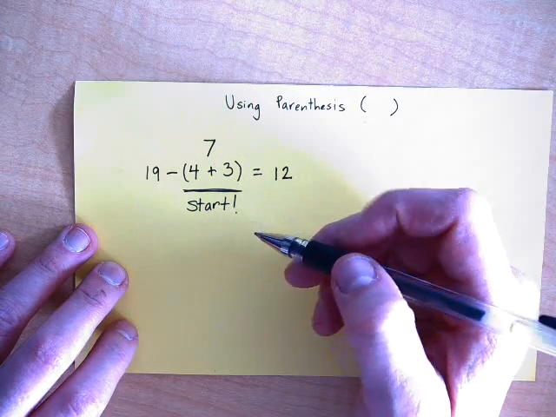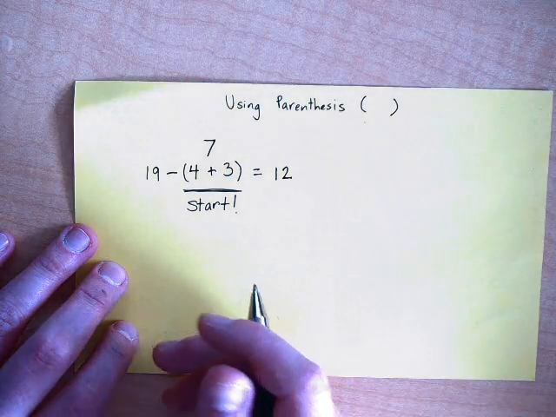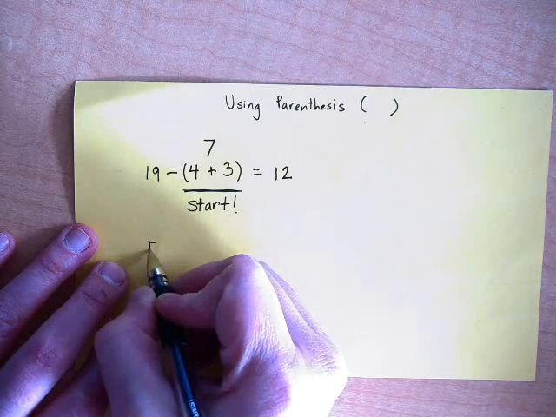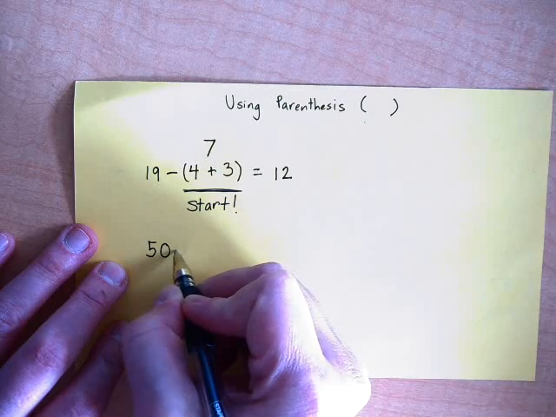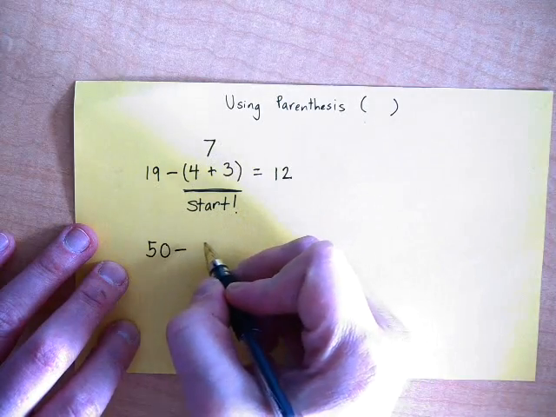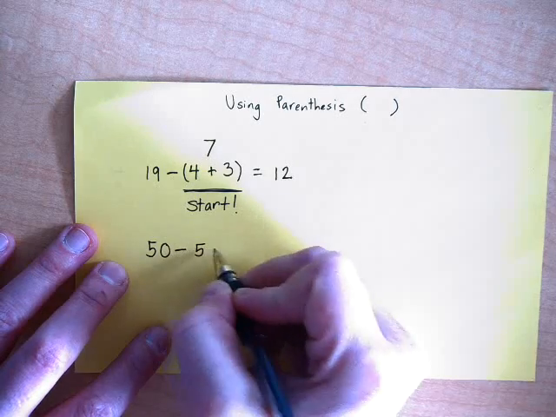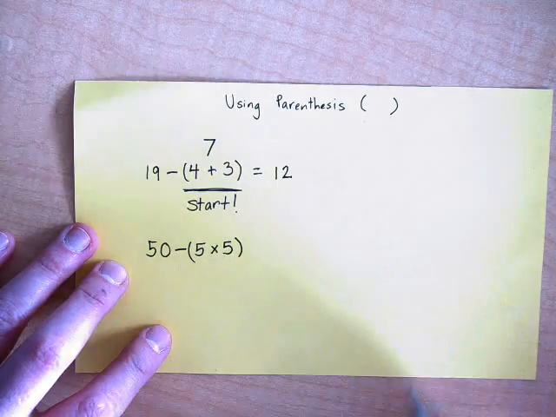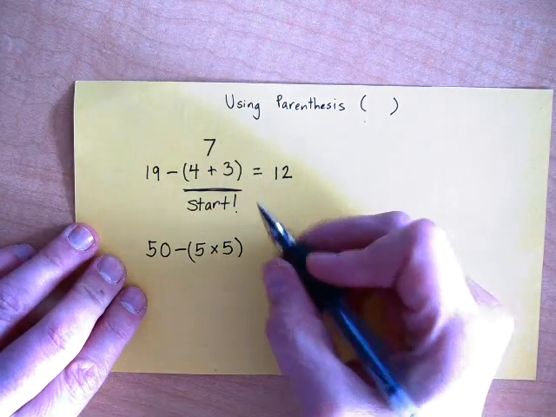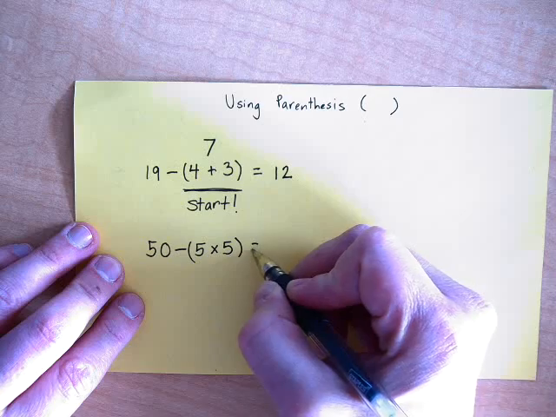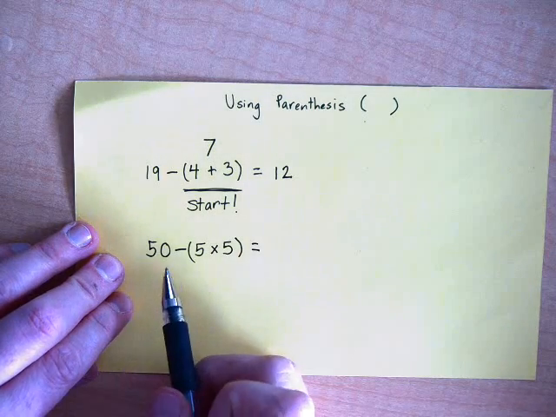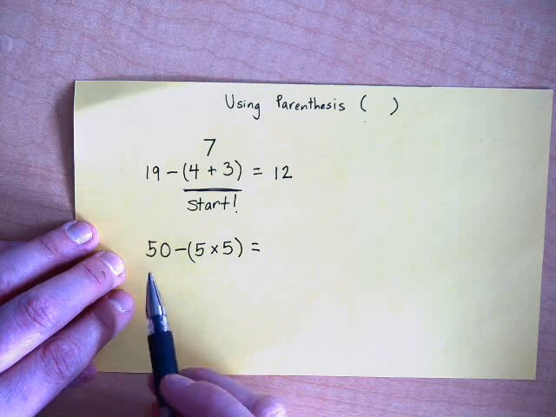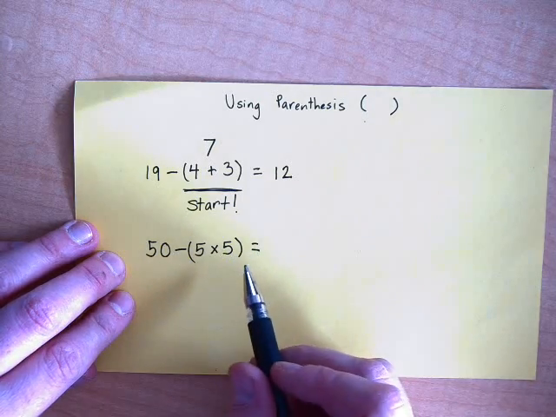So sometimes the problem might be a multiplication or a division problem. So if we take a look at one of those, let's say we do 50 minus 5 times 5. And then we put that in parentheses. And I'm going to show you why the parentheses are important. So watch. When we do this, raise your hand if you think we're going to start with 50 minus 5. Okay, raise your hand if you think we're going to start with 5 times 5.